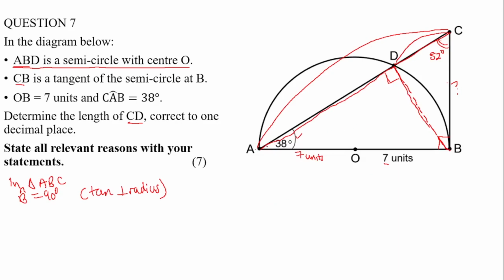Now, AC is the hypotenuse, and AB is the adjacent side. So we can use the cosine of the angle here. So we can say that AB is equal to 14 units, because OA and OB are radii.